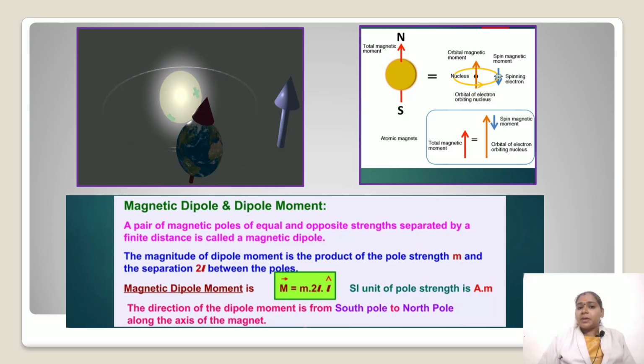First, we have the orbital magnetic moment. This comes from the electron revolving around the nucleus, just like how a current loop creates a magnetic field. Second, we have the spin magnetic moment. This comes from the electron spinning around its own axis, like a spinning top. So it also produces a magnetic field.